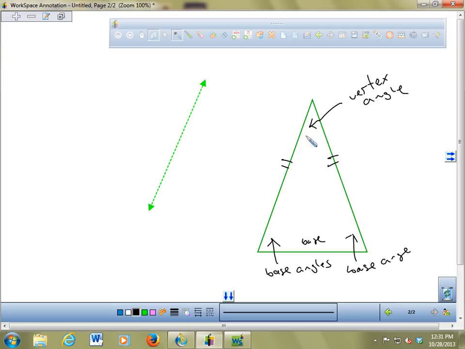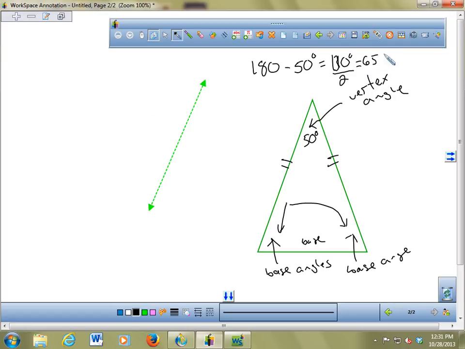So if this angle up here is 50 degrees, what do these angles have to be? How would I figure that out? Well, they have to equal 180, so you would subtract 50 degrees. Exactly, 180 minus 50, and then what would I do to that number? Divide by 2. So I get 130, divided by 2, which gives me 65 apiece. So those are the base angles.